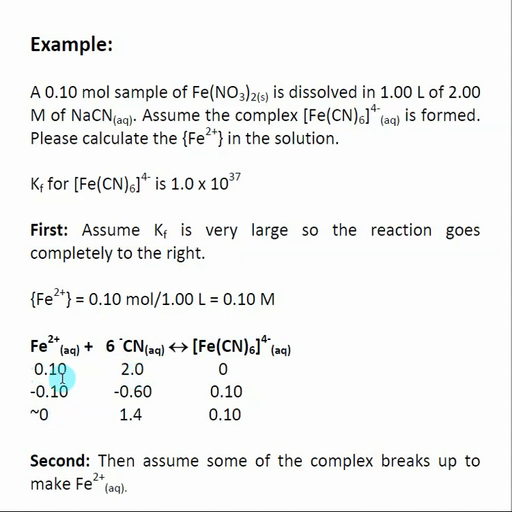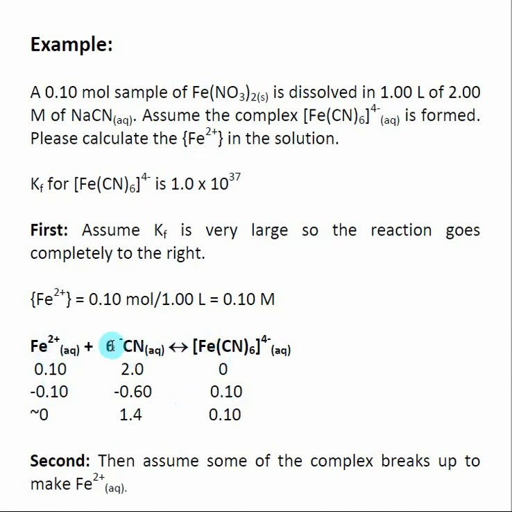Next, we're going to assume all of our Fe2+ is converted into our complex, and in doing that is going to use up a certain amount of CN-. So we're going to remove 0.1 mole of Fe2+, and because there's a 1-to-1 mole ratio, that means we're going to form 0.1 mole of our complex.